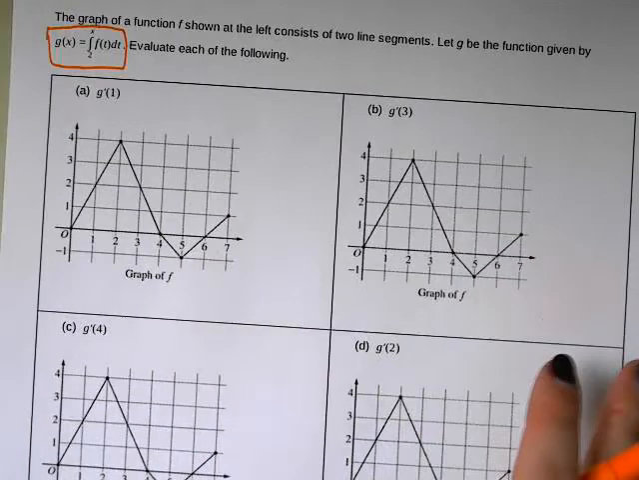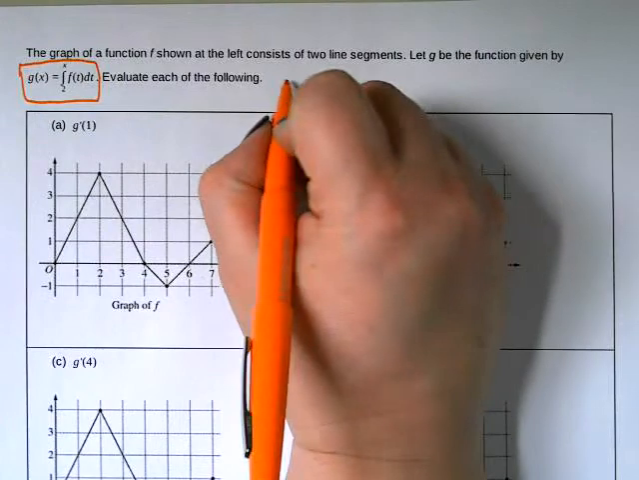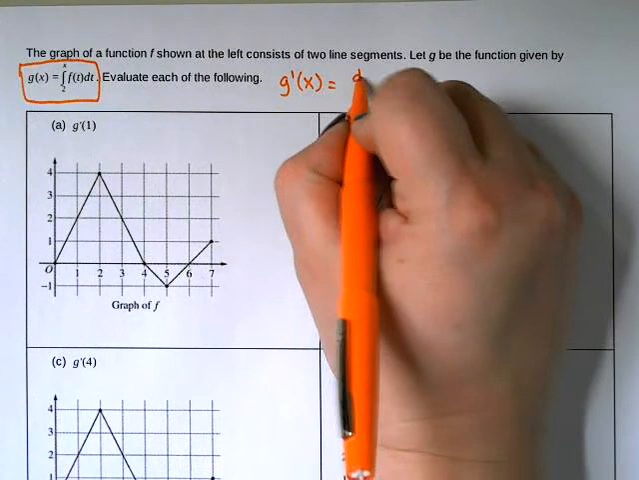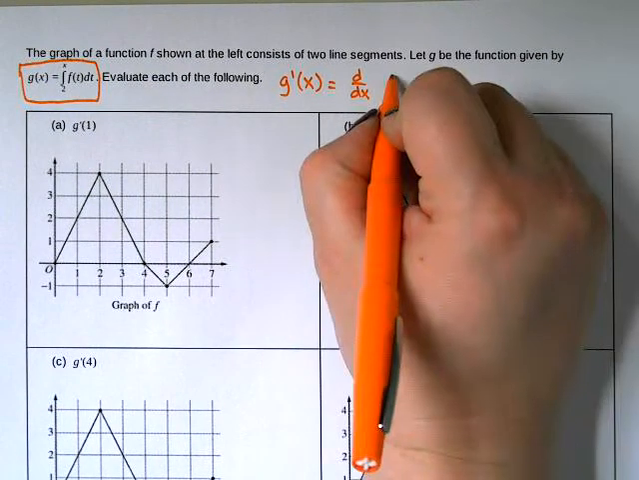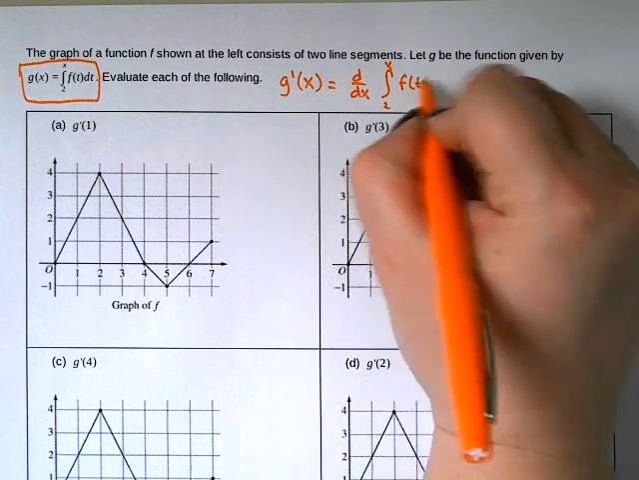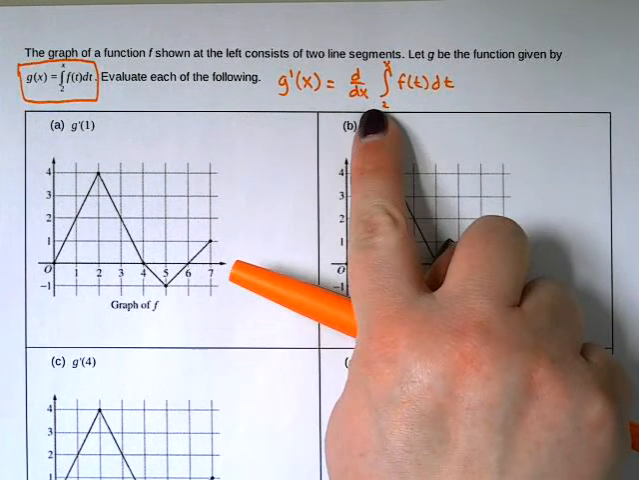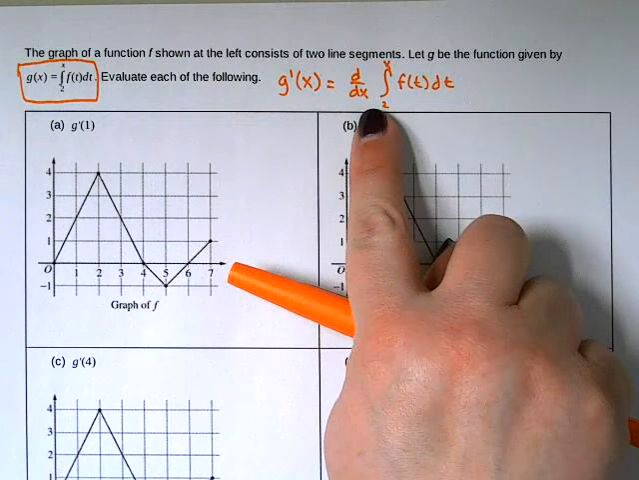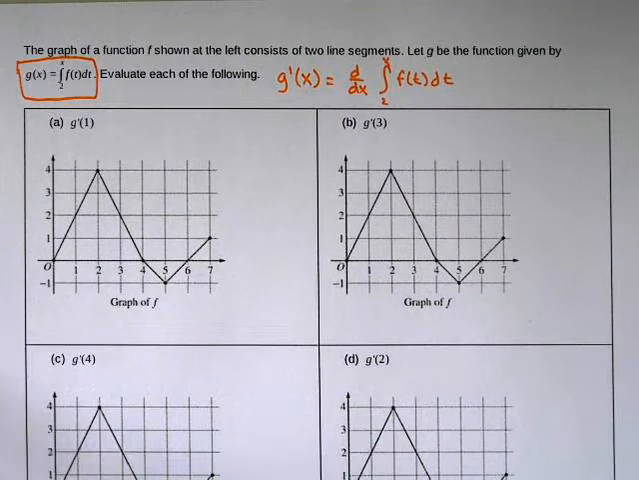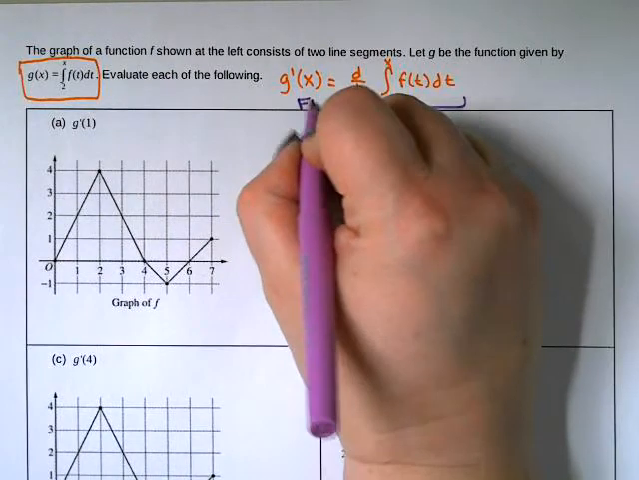So before we even look at any of these problems, I just want to look at finding the derivative of this. So that means if I want g prime of x, I'm going to need to take the derivative with respect to x of this integral from 2 to x of f of t dt. So hopefully this looks super familiar to you. This is that fundamental theorem of calculus that we were just practicing and just learning. So this right here is that fundamental theorem of calculus that we did.